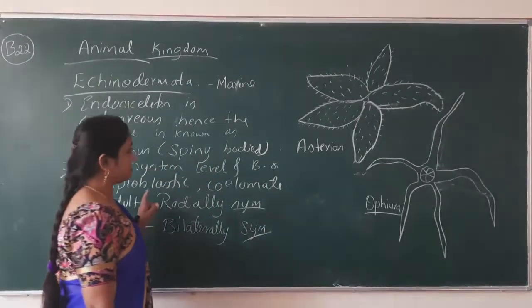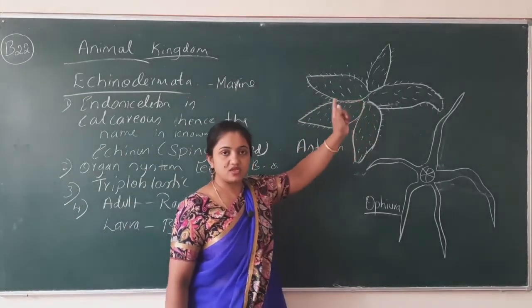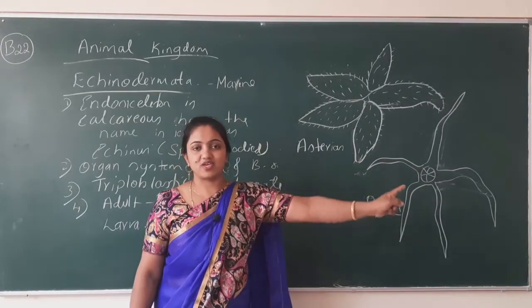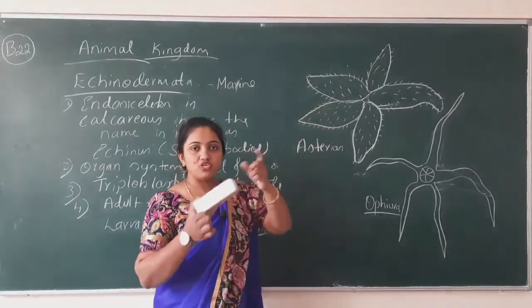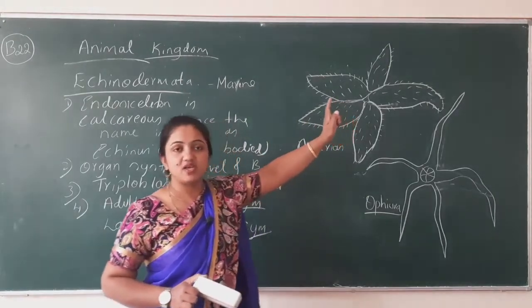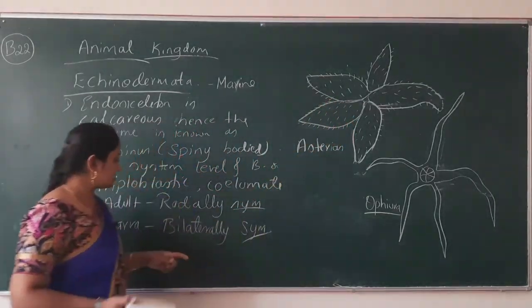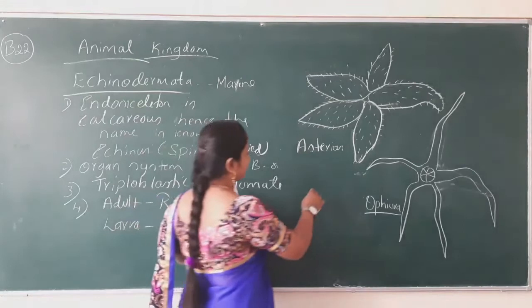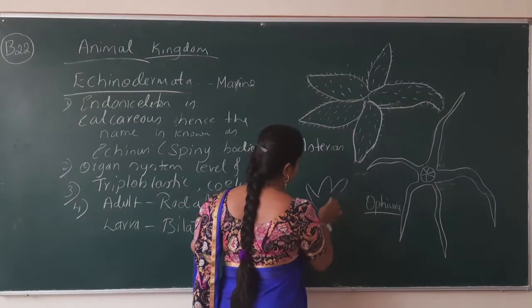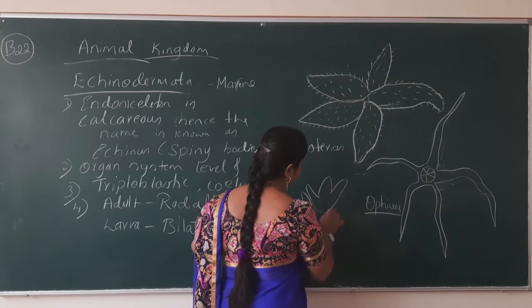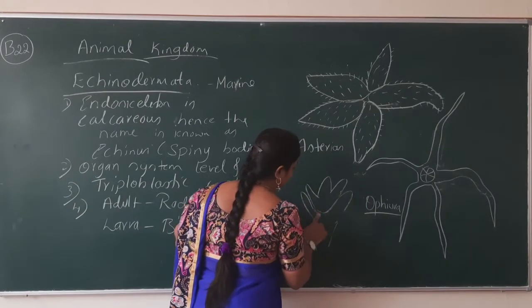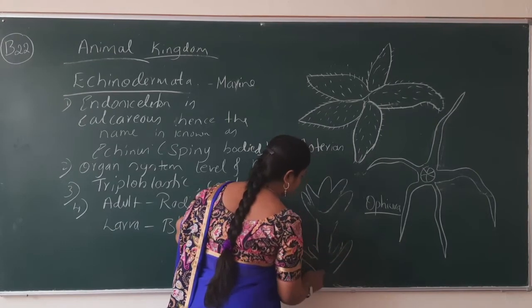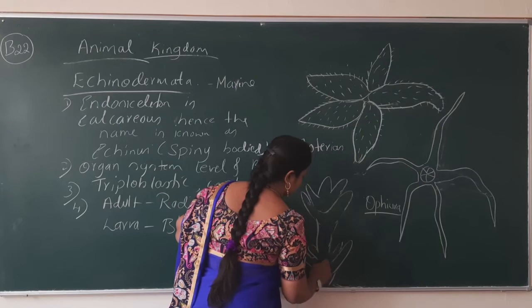Radially symmetrical means adults. So this is the adult animal. You can cut the animal from any plane, any part of the body, and you'll get two equal halves. That means radially symmetrical. Now the larva is a bilaterally symmetrical animal. Larvae of echinoderms will be somewhat like this, and we have to cut the animal.